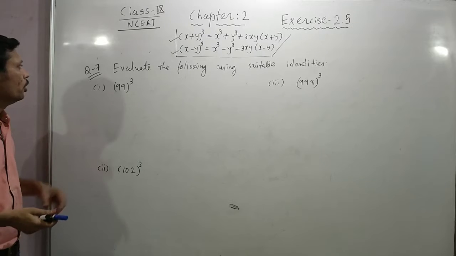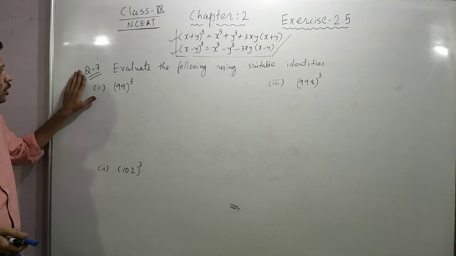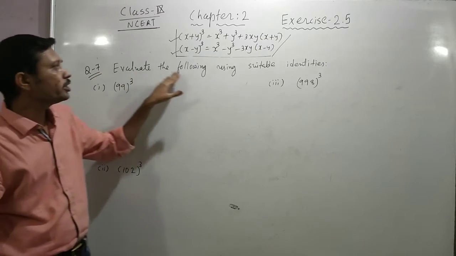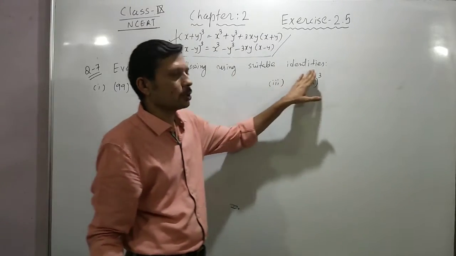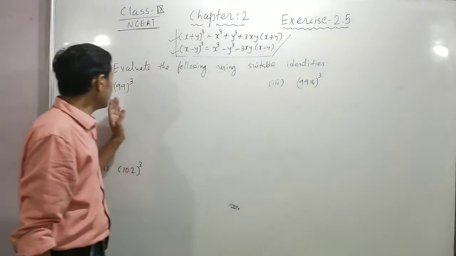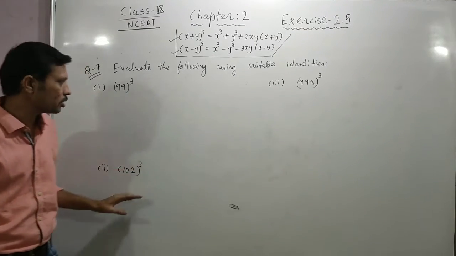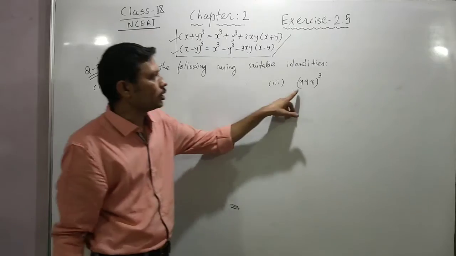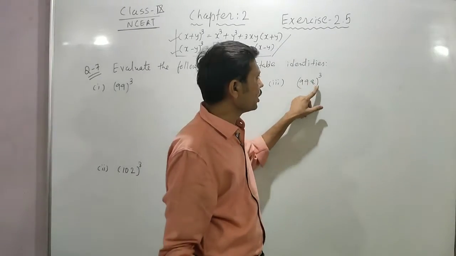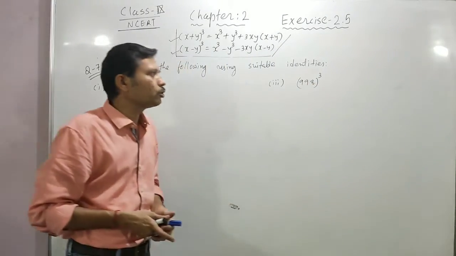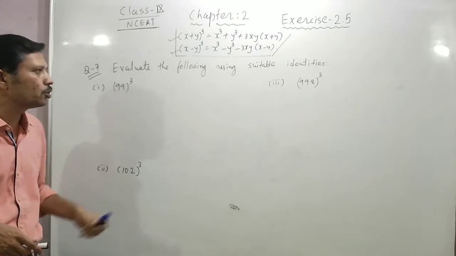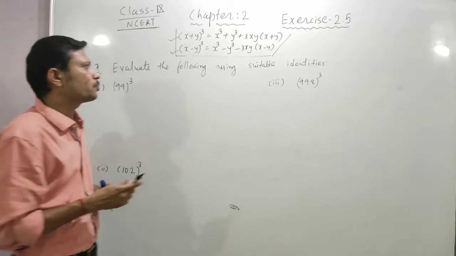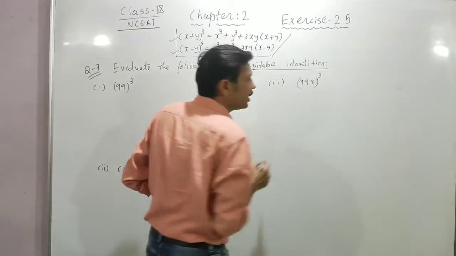Clear? Okay students. Now we are going to discuss question number 7. The question is: evaluate the following using the suitable identities. So we have three different questions: 99 the whole cube, then 102 the whole cube, and 998 the whole cube. So we have to find the value of all these numbers by making a cube, by using the suitable identities.